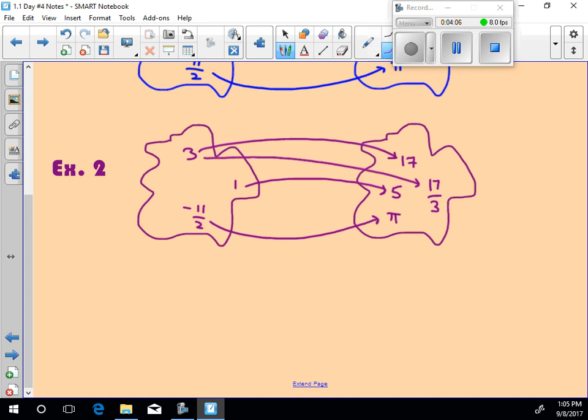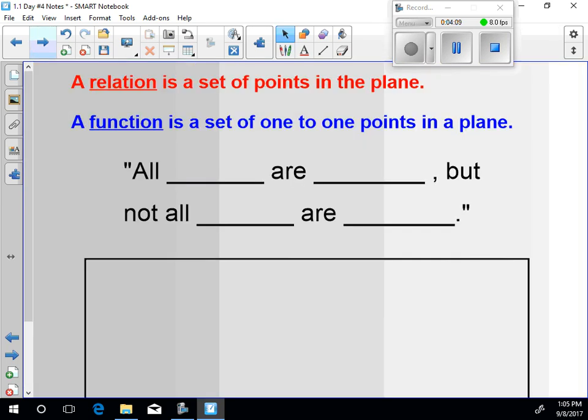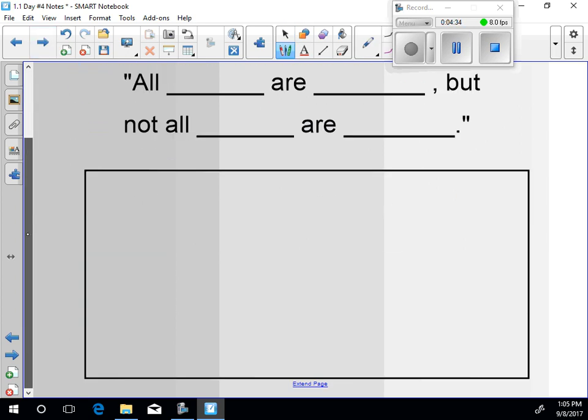Okay, so let's talk about that. Let's look at an example of a relation. A relation is a set of points in a plane, right? An input that gives outputs. For a relation, all it needs to happen is that there are inputs and there are outputs. It doesn't matter how they're related. A function is a set of 1-to-1 points in a plane. So let's talk about that.